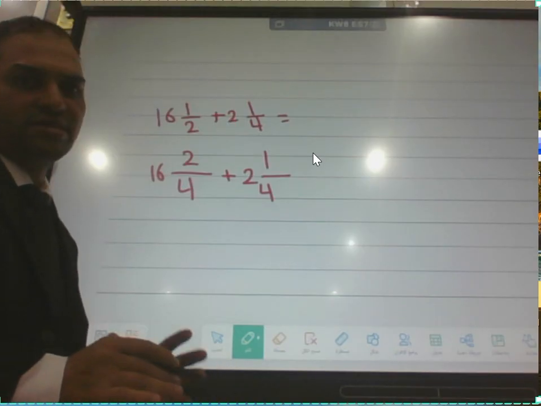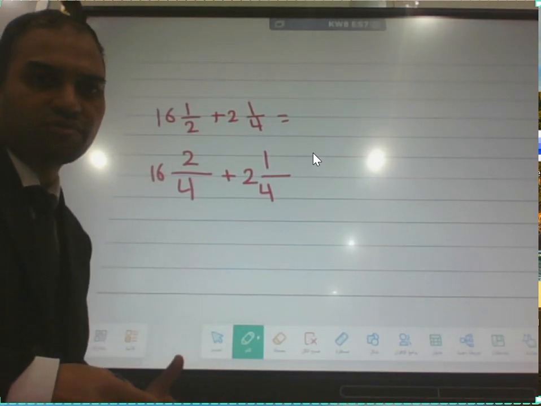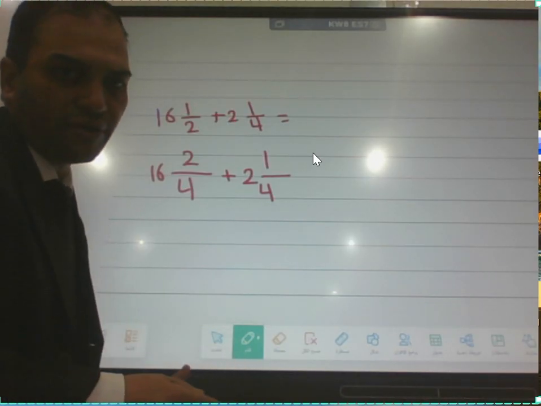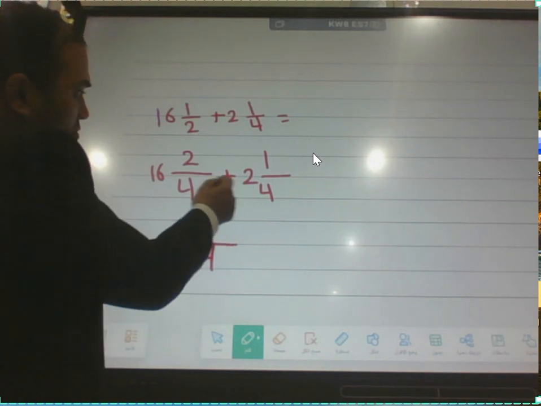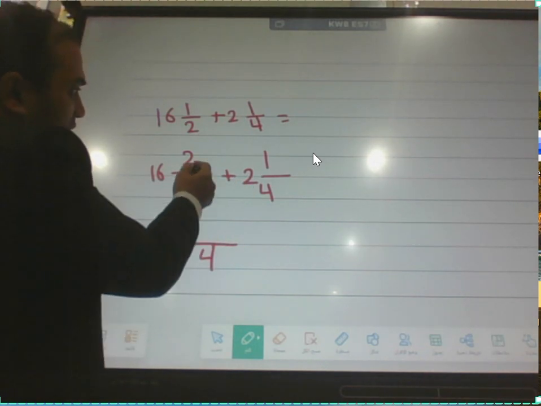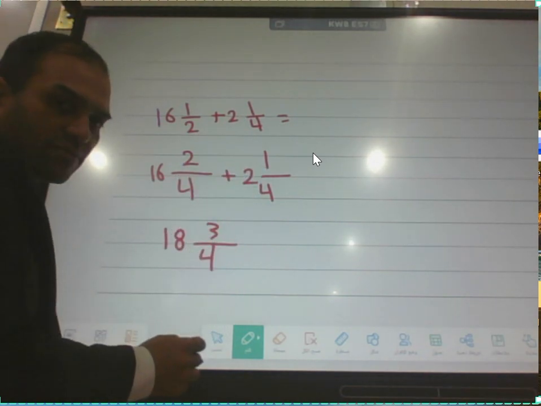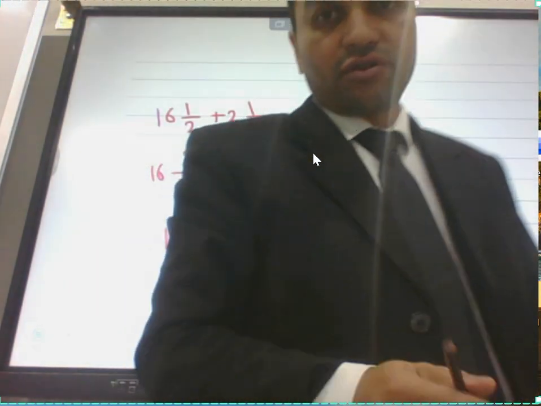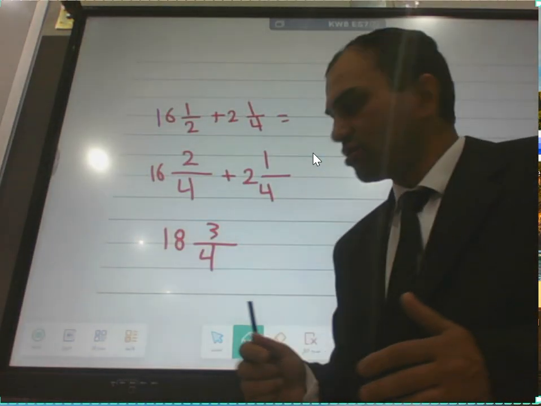Now I can say this is an easy question, because we have the numerator here. We can write 4 in the numerator, and 2 plus 16 equals 18, and then 2 plus 1 equals 3. In the simplest form, it will be 18 and 3 fourths. 18 and 3 fourths. Okay, understood?